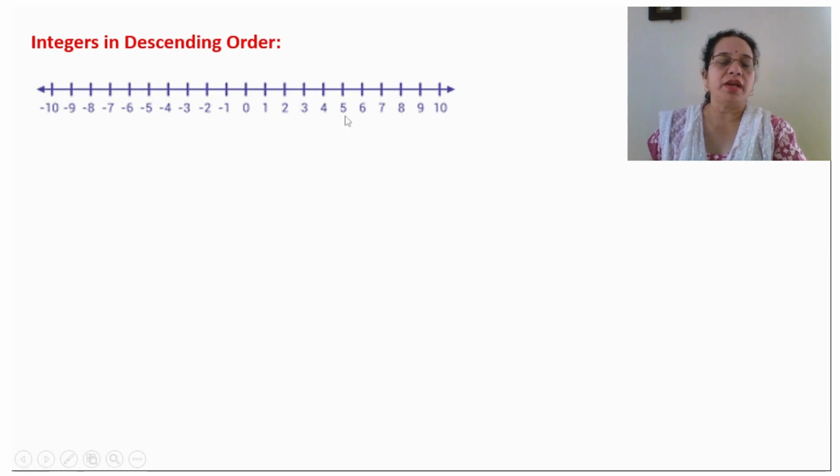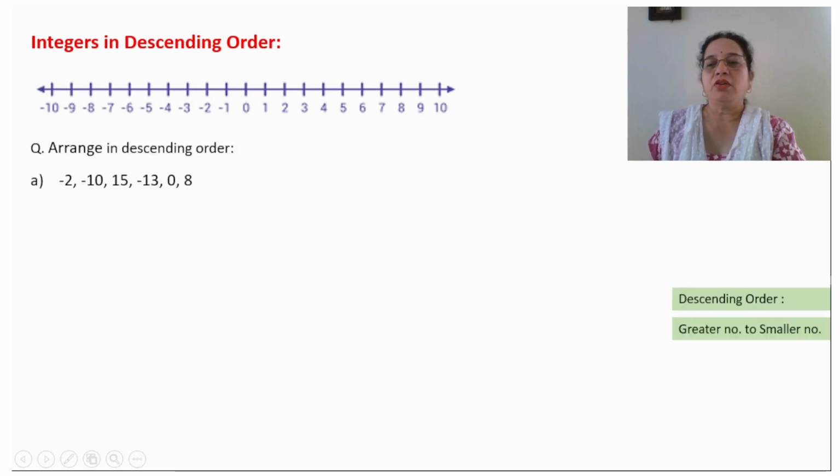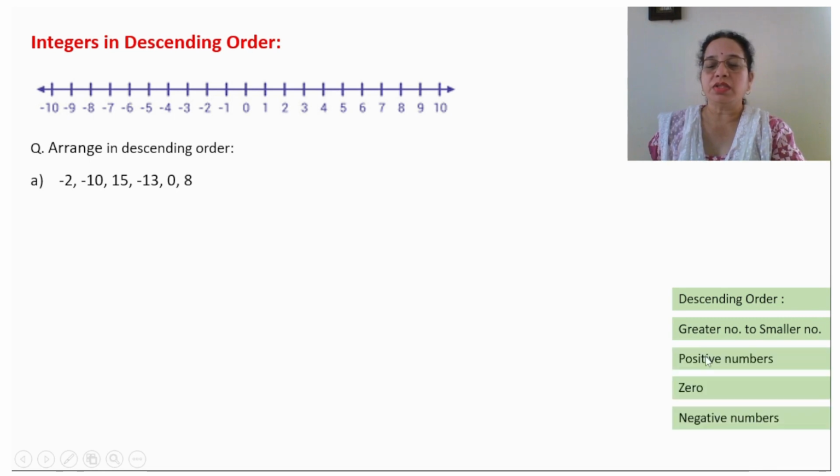Now integers in descending order. Again this number line is important. All the right hand side numbers are greater, left hand side numbers are smaller. So arrange in descending order. We know descending order means greater number to smaller number. So which numbers are greater? Positive numbers are greater and then 0 and then negative numbers. So here just arrange all the positive numbers first, 0 and then all the negative numbers.